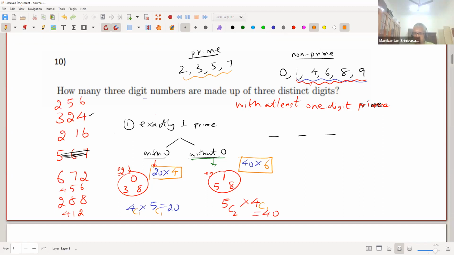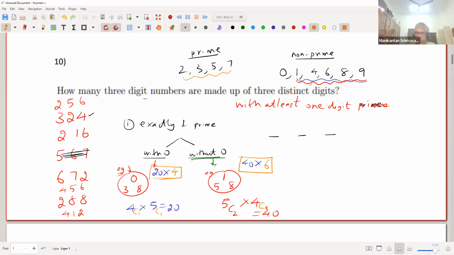So I have chosen in 40 ways. Now having chosen, I can arrange them in 6 ways. So 40 into 6. Is everyone clear with both of these cases with exactly 1 prime? Okay, exactly 1 prime is the hardest, I would say, because the other 2 should be fairly easy.